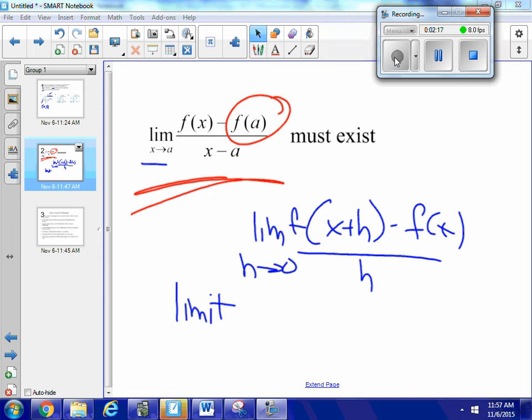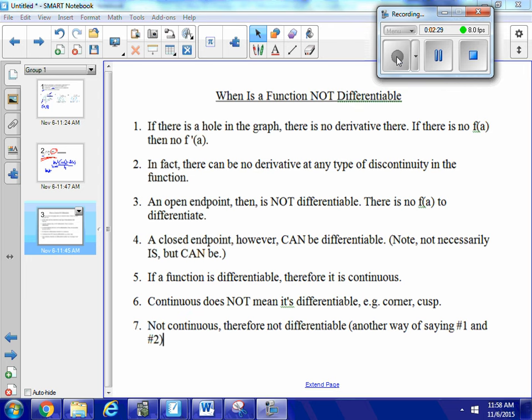The other thing I'm going to call your attention to is this list of 7 items for when a function is not differentiable. This is in the slides, and you can print it out as a separate sheet. If there is a hole in a graph, there can't be a derivative there, because if there's no f of a, then there can't be a derivative of something that doesn't exist. In fact, there can be no derivative of any type if there's any kind of discontinuity in the function. So where there's a point of discontinuity, you cannot have a derivative.